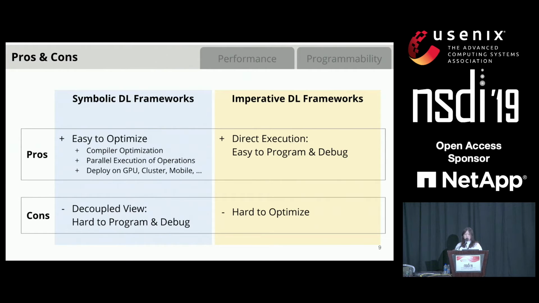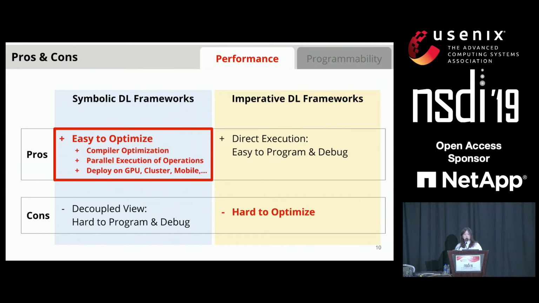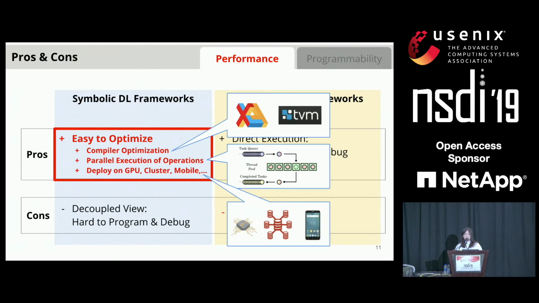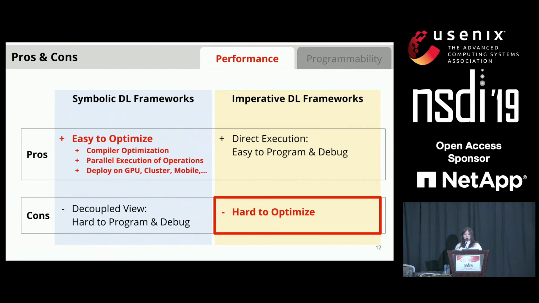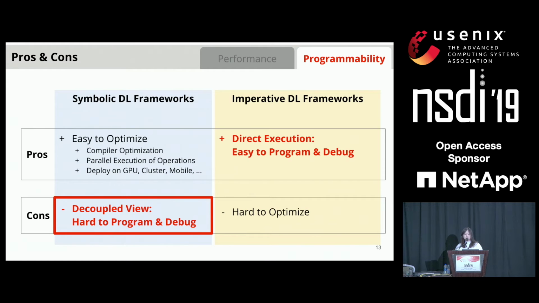These two approaches have clear advantages and also limitations. In terms of performance, executing symbolic graphs can be more efficient than imperative execution, since the framework can see the entire computation before actually running it. So we can apply compile optimizations, execute multiple operations in parallel, and also deploy the graph to GPU, cluster, or mobile environments more efficiently. On the other hand, as imperative deep learning frameworks can only see a single operation at a time, such optimization is much harder.